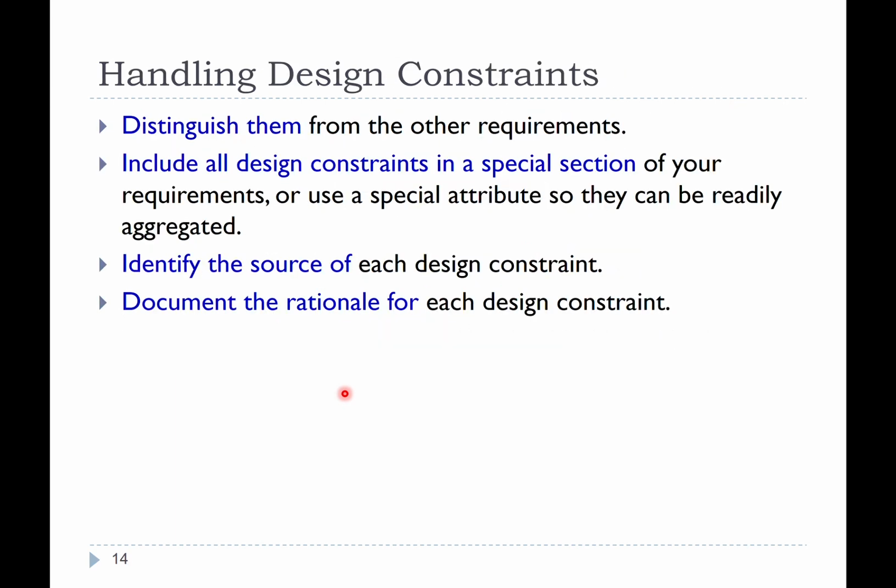Okay, so whether you update or create new requirements, you still have to be able to distinguish between those requirements that were set there because they were on the wish list of a customer, and those that were set there because of a design constraint. You have to be able to distinguish between them. You want to include all these design constraints in a special section. Identify the source for each of these constraints and why we have any of these requirements in place. So, the rationale behind them.